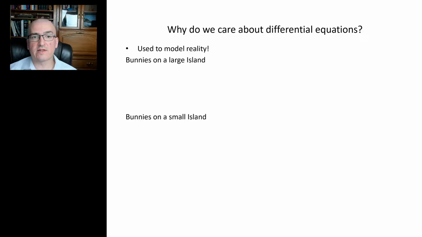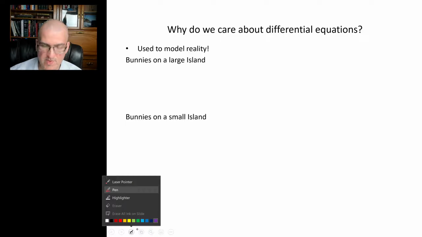And a large island is an island that has maybe essentially unlimited food. There's no worry about running out of food, running out of space, running out of little hidey holes for the bunnies to live in. It's an open huge island. The sky is the limit in terms of how many bunnies the island can hold.